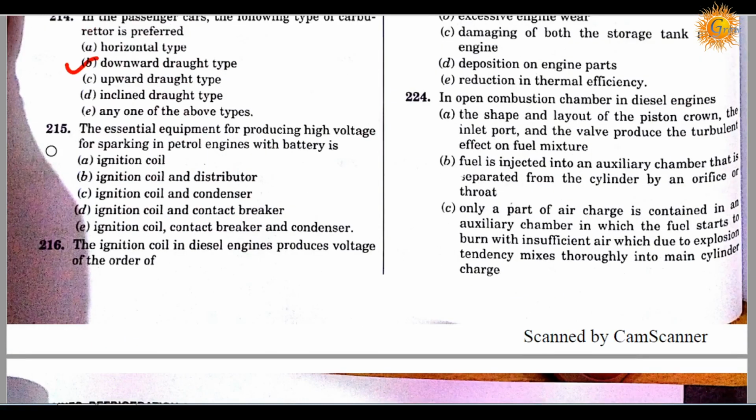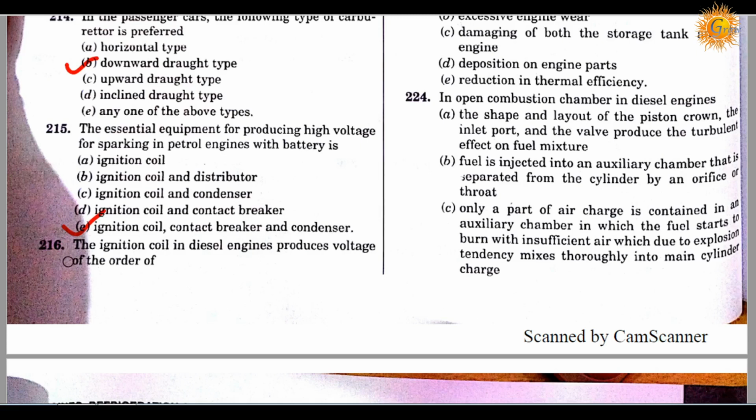Question number 215. The essential equipment for producing high voltage for sparking in petrol engines with battery is option A, ignition coil. Option B, ignition coil and distributor. Option C, ignition coil and condenser. Option D, ignition coil and contact breaker. Option E, ignition coil, contact breaker and condenser. So the correct answer is E. It will be ignition coil, contact breaker and condenser.